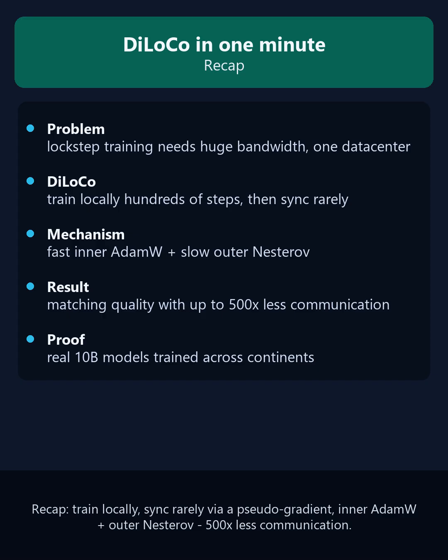Quick recap. Standard training keeps every GPU in lockstep, demanding huge bandwidth in one datacenter. DiLoCo lets workers train locally for hundreds of steps, then sync rarely through a pseudo-gradient. A fast inner AdamW and a slow outer Nesterov optimizer make that work. The result? Matching quality with up to 500 times less communication, and real 10 billion parameter models trained across continents.